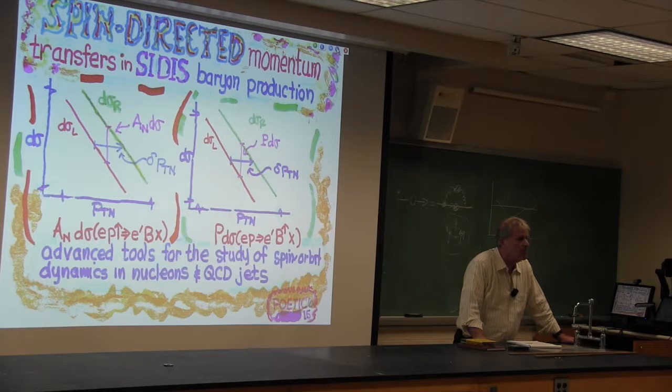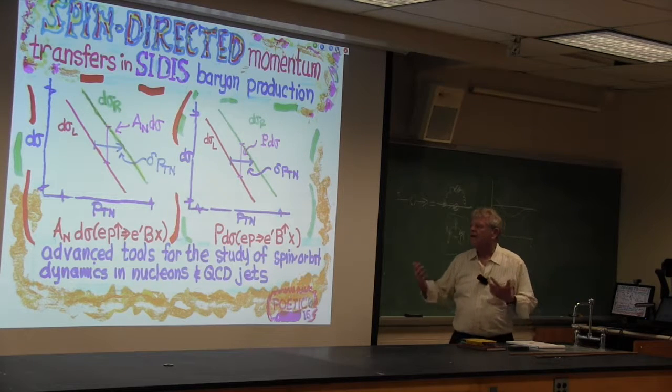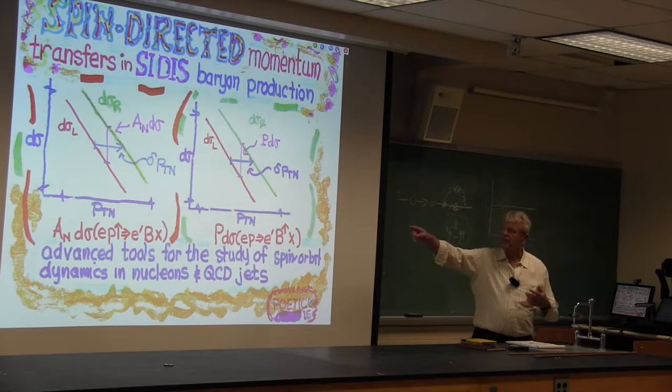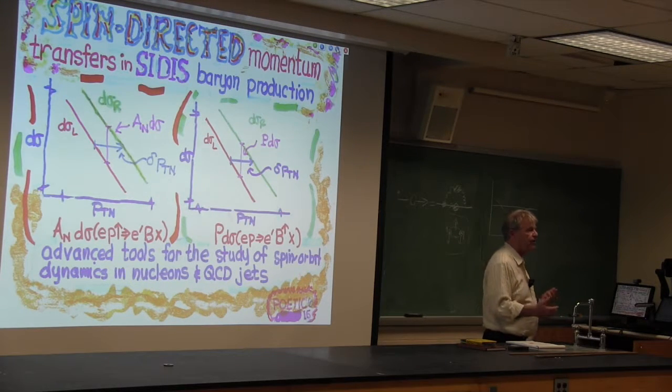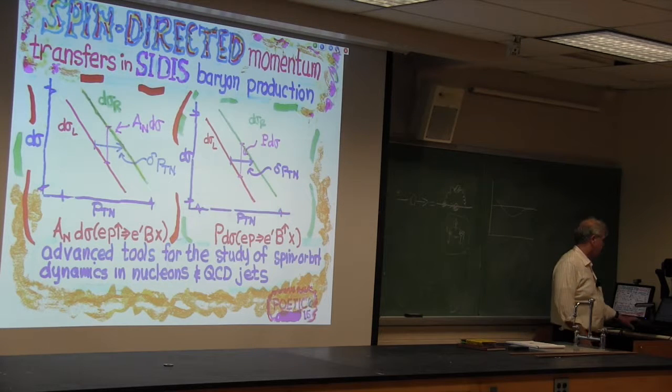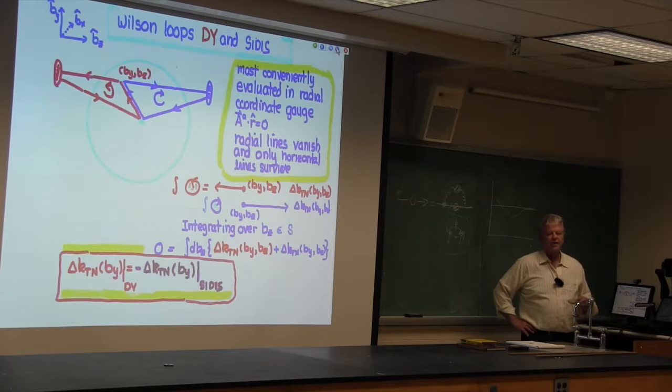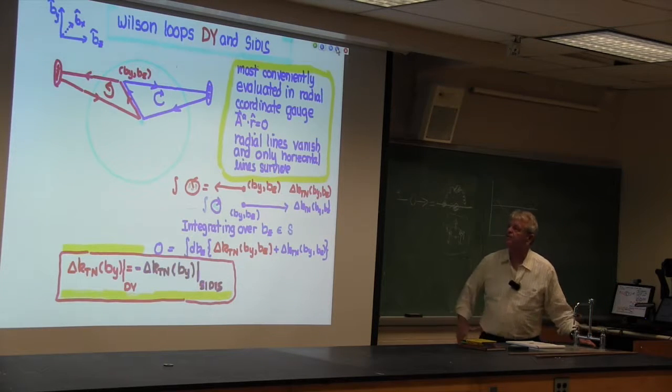And we use that fact when we do experiments to minimize the non-statistical errors, the systematic errors. So characterizing what happens inside of a proton, these spin-directed momentum shifts are very valuable tools that characterize what happens, and they can be evaluated in terms of Wilson loops.